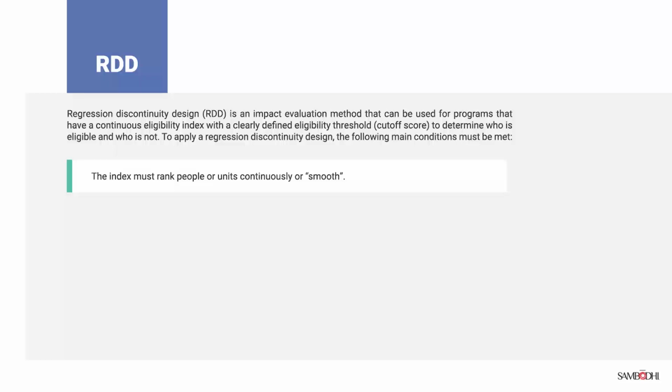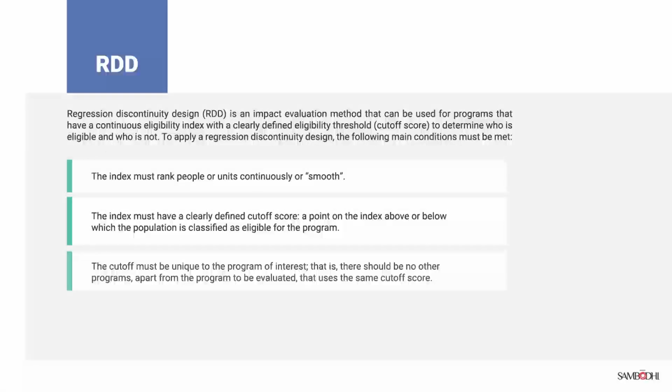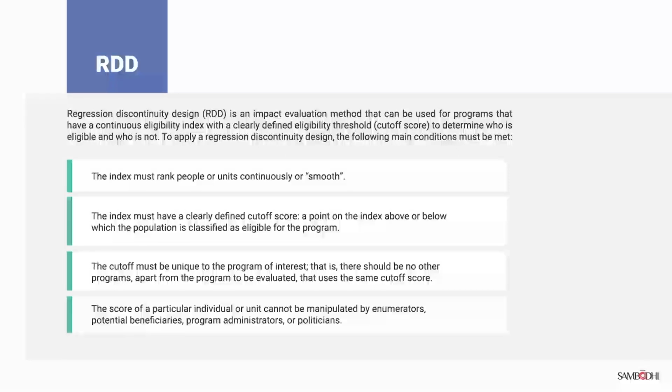The index must rank people or units in a continuous or smooth way. The index must have a clearly defined cutoff score, that is, a point on the index above or below which the population is classified as eligible for the program. The cutoff must be unique to the program of interest, that is, there should be no other programs apart from the program to be evaluated that use the same cutoff score. The score of a particular individual or unit cannot be manipulated by enumerators, potential beneficiaries, program administrators, or politicians.